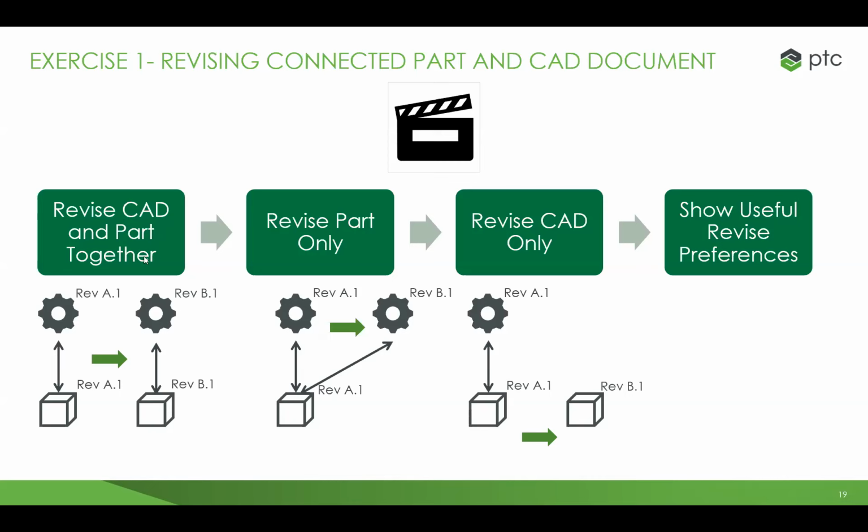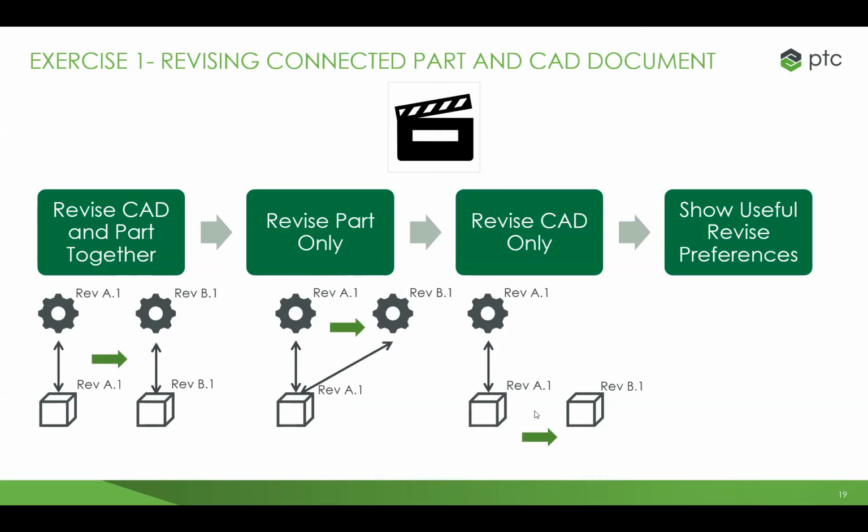For example, if you revise the CAD and the part together, so if the CAD is connected to the part, you will get a RevB from the CAD model connected to the RevB of the part. If you revise only the part, so you don't change the CAD model, but the part is revised, what will happen is that you will get a new revision of the part connected to the original revision of the CAD model.